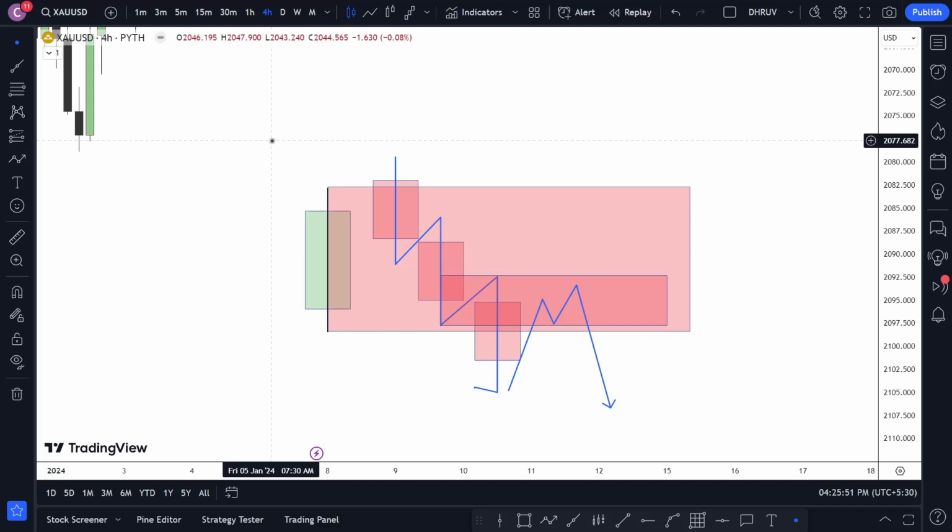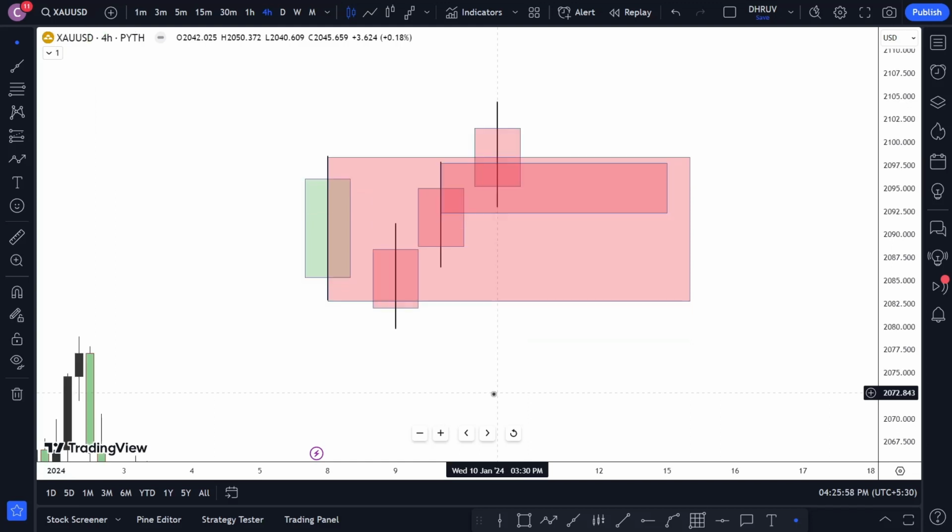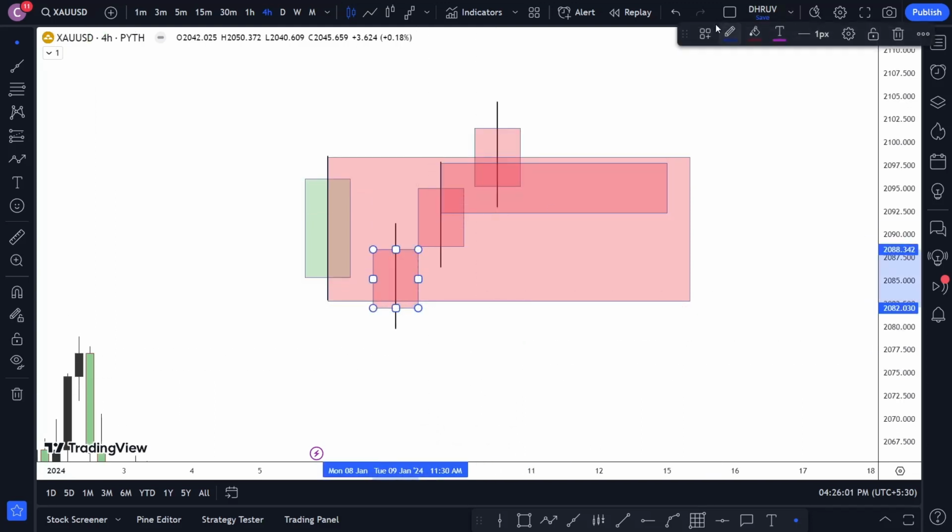So this is an example of blend engulfing in the case of bearish engulfing. It's going to be vice versa in the bullish engulfing case.